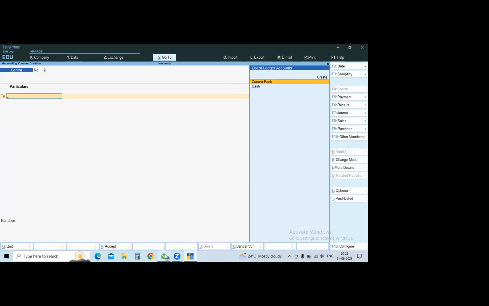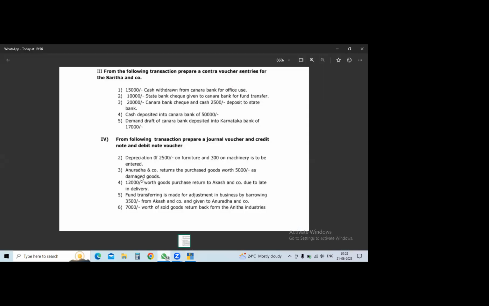What is the next question? So who will answer this question? State Bank check given to Canara Bank. Who will answer this question? Ma'am, can I? Yeah, you can answer. See, others also should participate. If you just sit idle, there is no use. You people are not practicing also. You're not active in the class also.